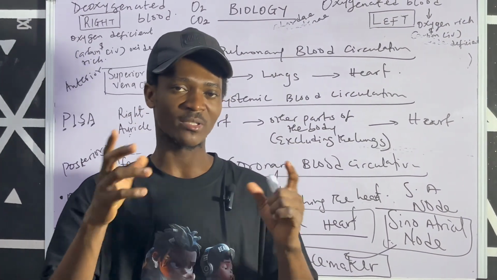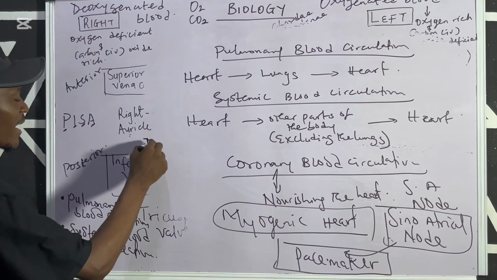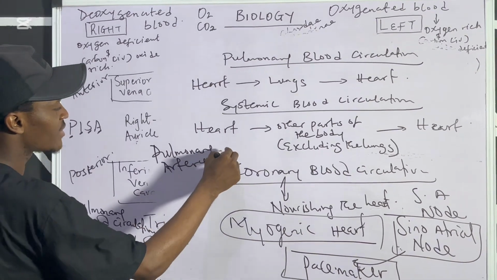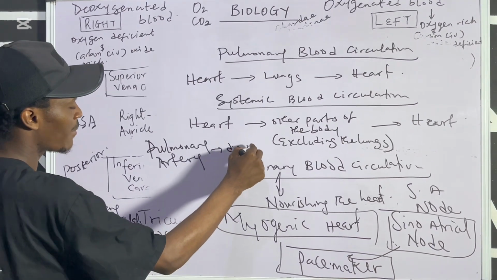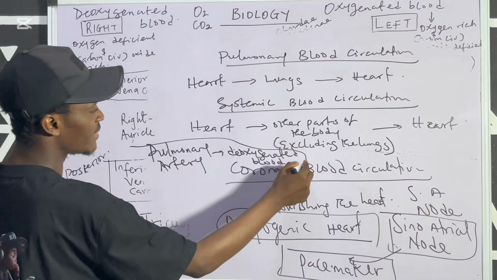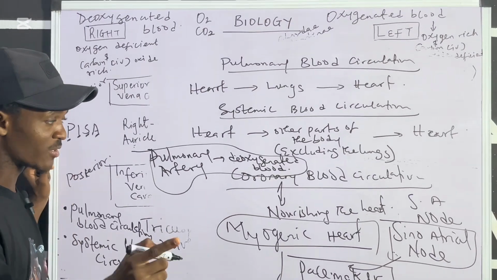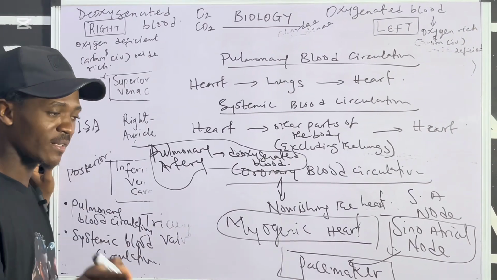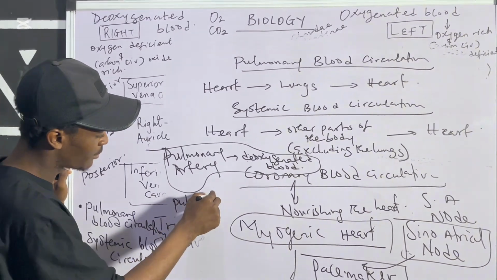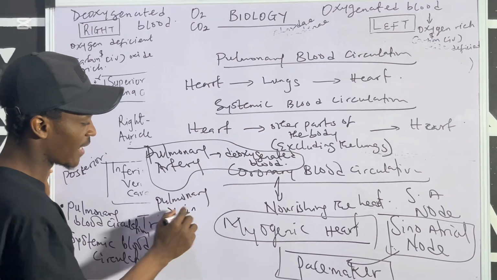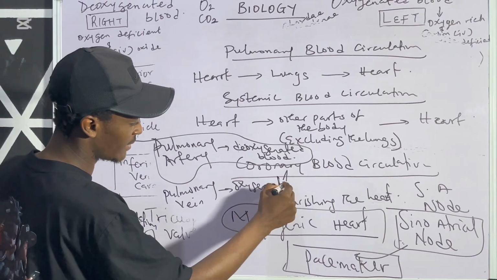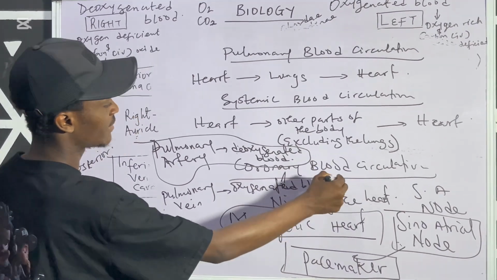So what can you pick about what I just said now? Pulmonary artery is the only artery that carries deoxygenated blood. Remember I said arteries generally carry what? Oxygenated blood. But pulmonary artery carries deoxygenated blood. That's the only artery that carries deoxygenated blood. Remember I told you guys that veins carry deoxygenated blood. But pulmonary vein is the only vein that carries what? Oxygenated blood. All right? That's the only vein that carries oxygenated blood.